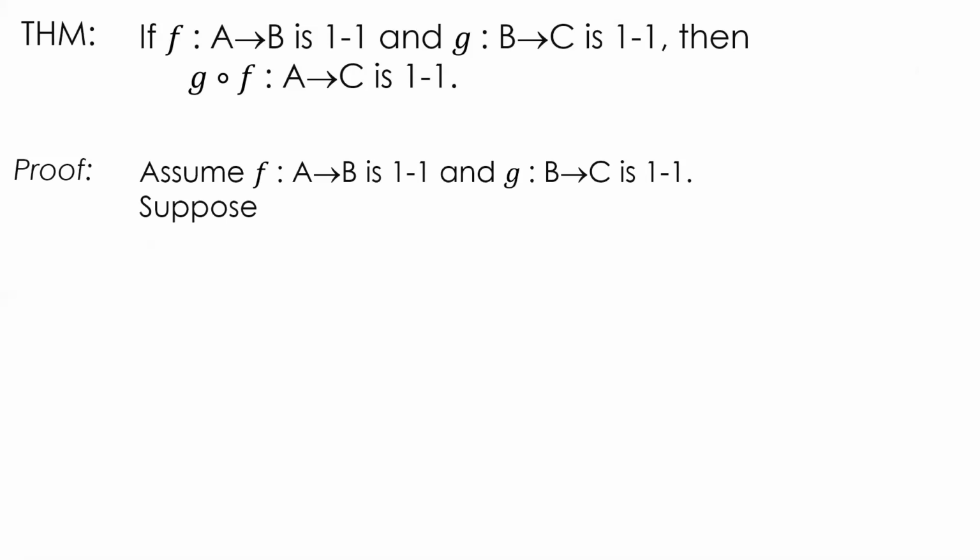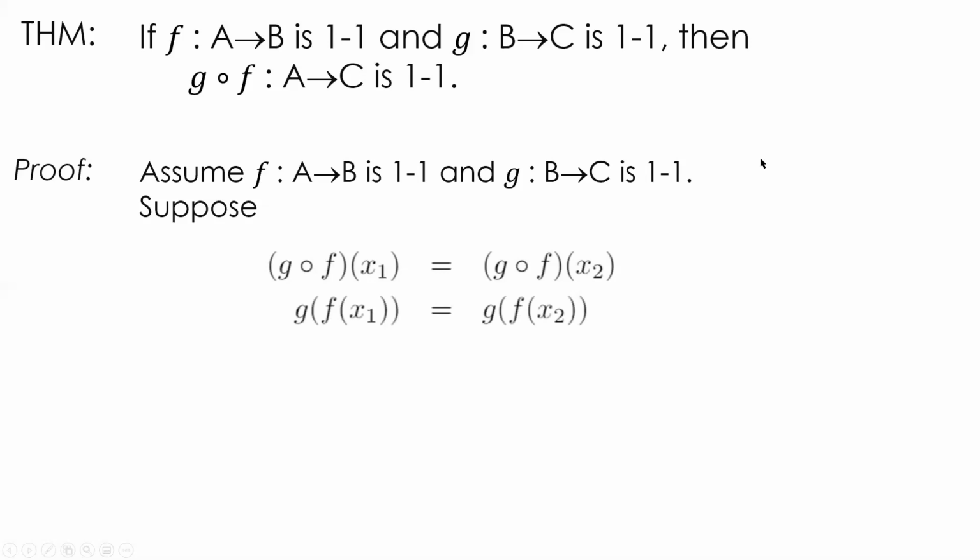Now I want to show that the composition is one-to-one, so I want to assume that g composed with f of something equals g composed with f of something else, and then show the insides are equal. g composed with f of x1 equals g composed with f of x2. Well, rewriting what that composition means, that's g of f of x1 is equal to g of f of x2. So I've got g of crap equals g of different crap. Since g is one-to-one, their insides must be equal.